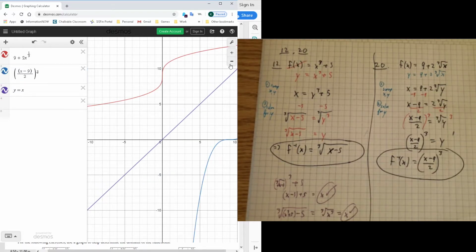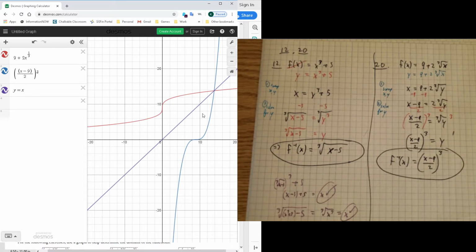It's a little hard to tell, but yep, those are inverses. And you can clearly see how they have this nice reciprocal relationship, right? This has the point 9, 0. This has the point 0, 9.